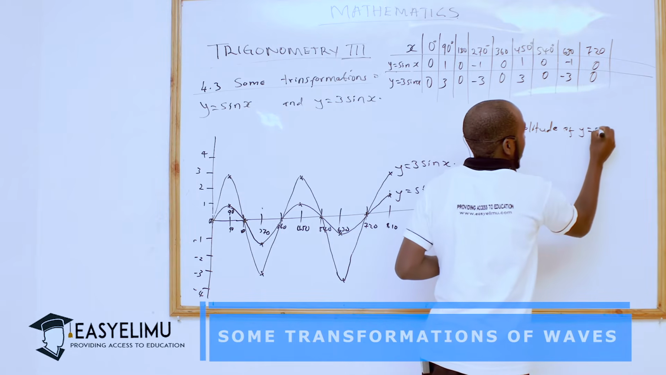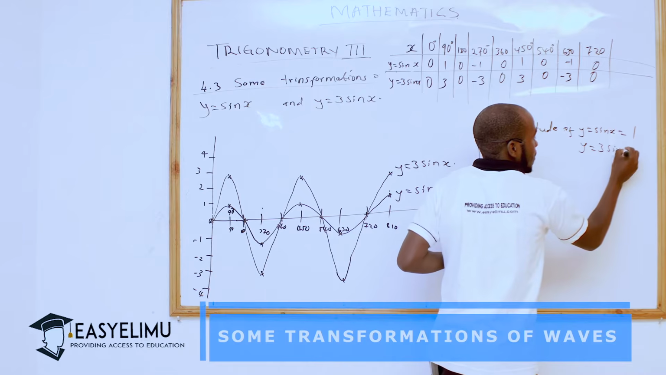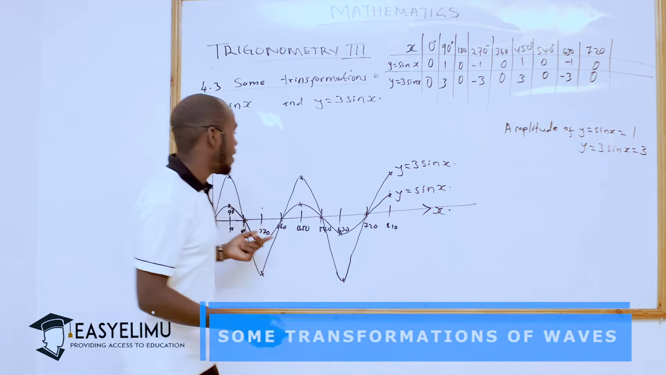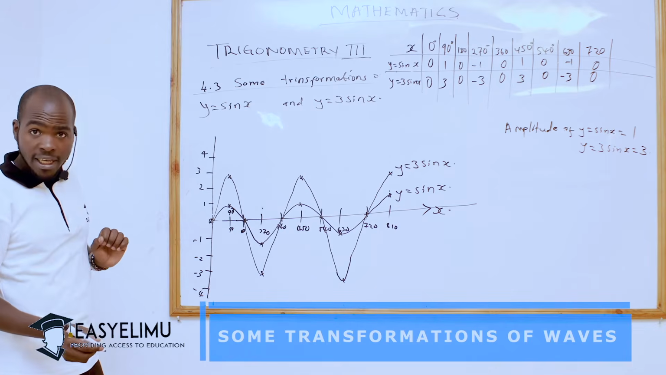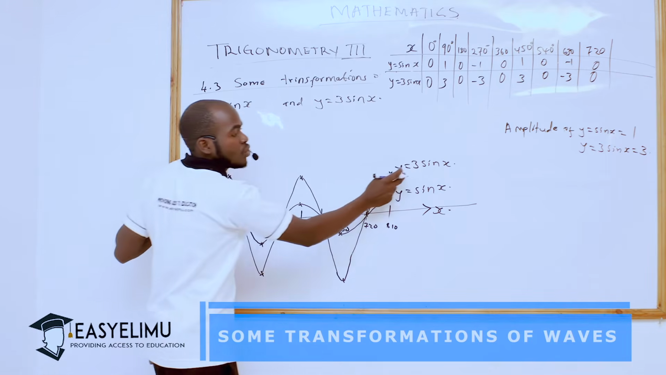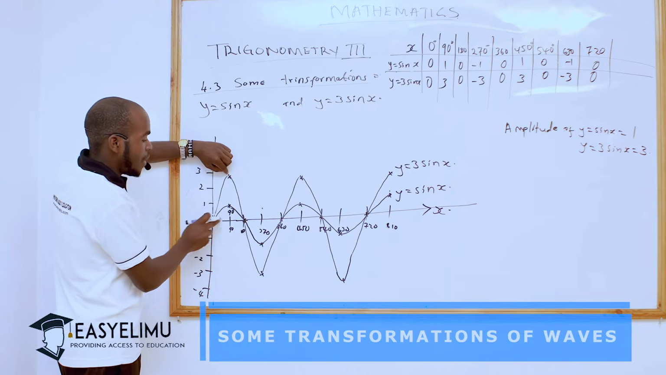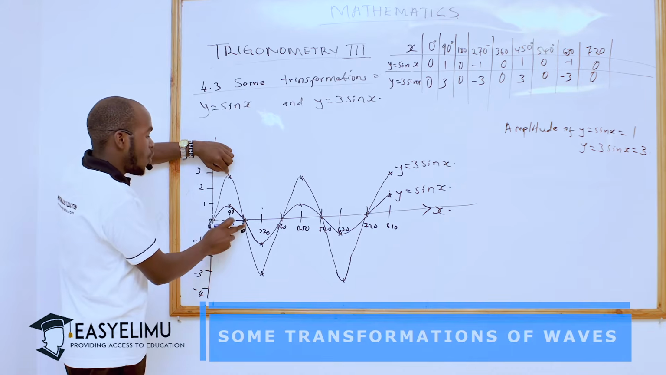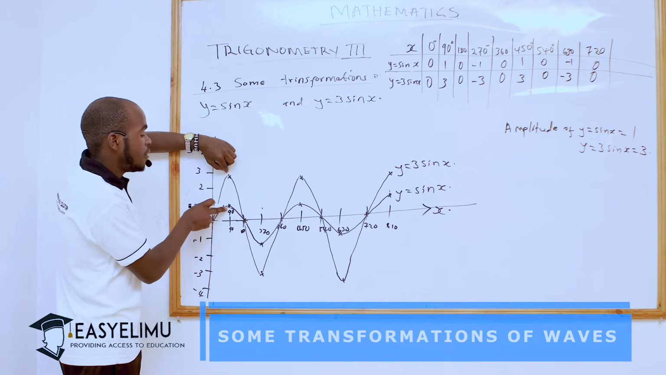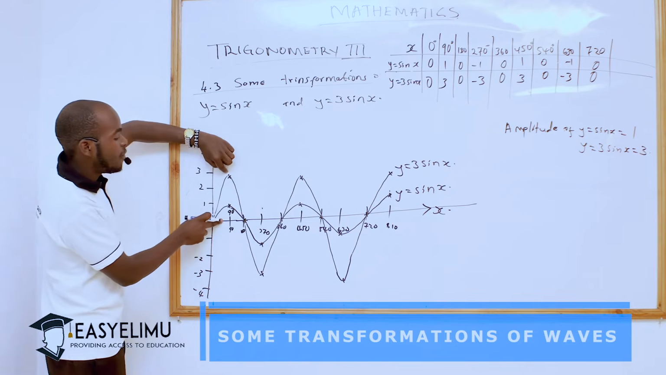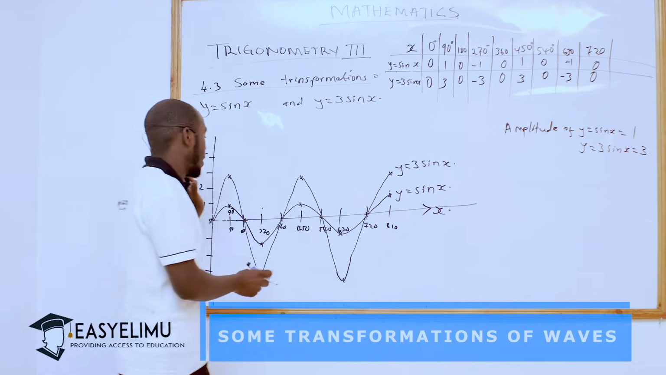of y equals sine x is equal to 1. And the amplitude of y equals 3 sine x is equal to 3, because that is the maximum displacement of the wave on the y-axis. Another point to note is that this wave of y equals 3 sine x is just passing through the same points as that of y equals sine x. The only difference is that it has stretched above the y equals sine x by a scale factor 3. When this one is 1, this is 3, meaning it has risen with a scale factor 3. So that is a stretch.